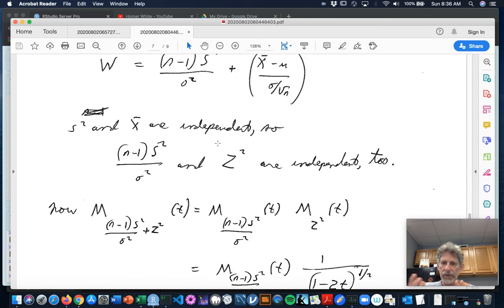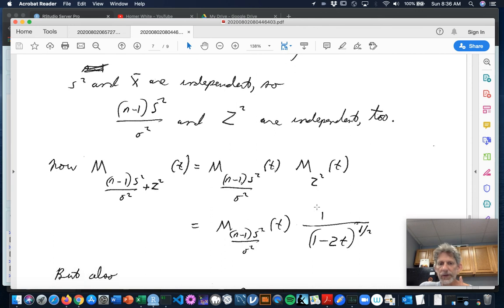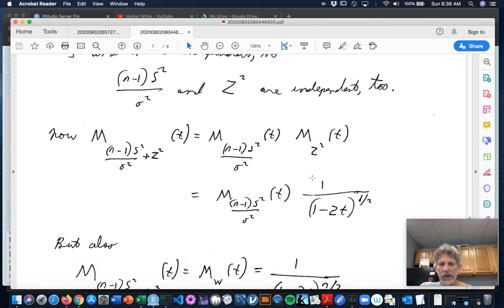So let's think about the moment generating function of w that way. So here's w, the sum of those 2 independent random variables, and I want its moment generating function at any t. Well, by the independence, that's got to be the moment generating function of our mystery random variable at t times the moment generating function of a standard normal squared at t. A standard normal squared is chi-squared with 1 degree of freedom. I can write down its moment generating function right there.